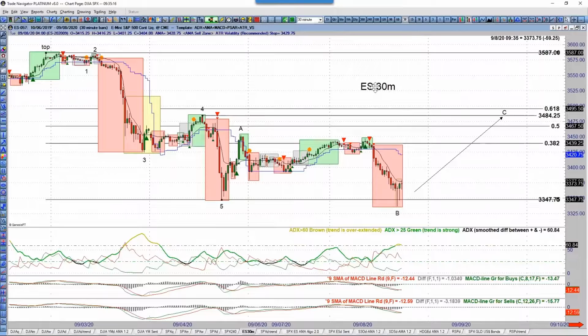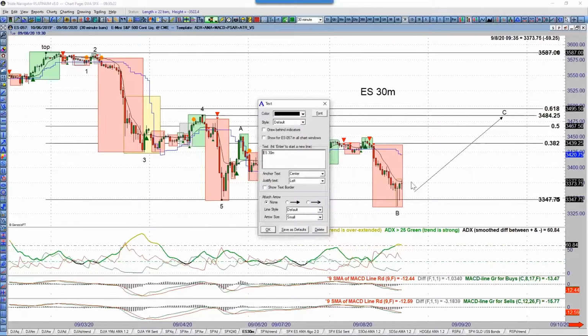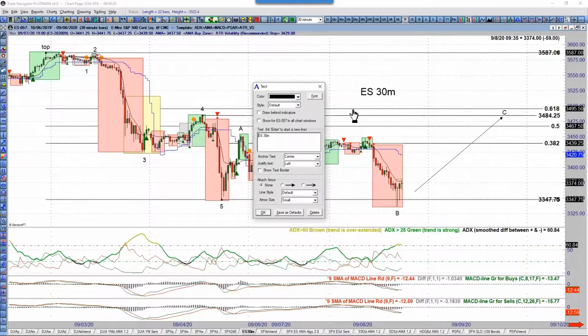I would agree with that. The VIX is up in the high 30s here now. And so premiums on options are going to be extremely expensive.